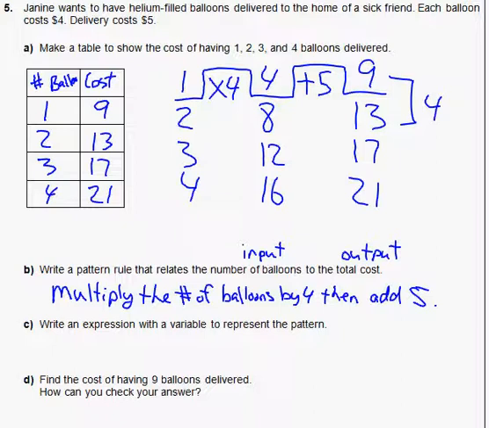So the way to do it is look at the first operation. It's times 4. Well, for the expression, you put the 4 first. And then we have to come up with a letter to represent the number of balloons. Well, let's go with b. b for balloons. And then the last operation is plus 5. That's our expression. 4b plus 5.